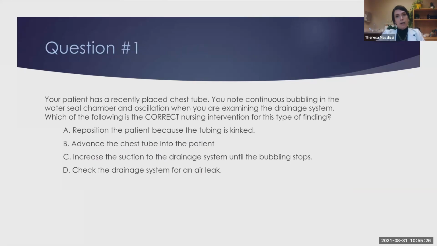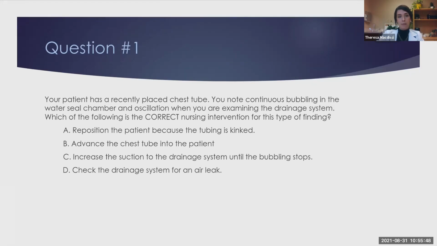Question number 1. Just to make sure no one fell asleep during that awesome movie, we'll get some participation here. Your patient has recently had a chest tube placed. You note continuous bubbling in the water seal chamber and an oscillation where you are examining the drainage system. Which of the following is the correct nursing intervention for this type of finding?